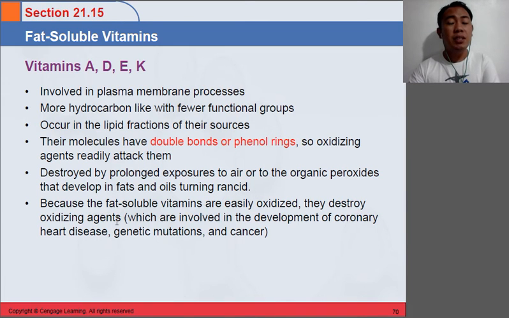Because the fat soluble vitamins are easily oxidized, they destroy oxidizing agents which are involved in the development of coronary heart disease, genetic mutations, and cancer.